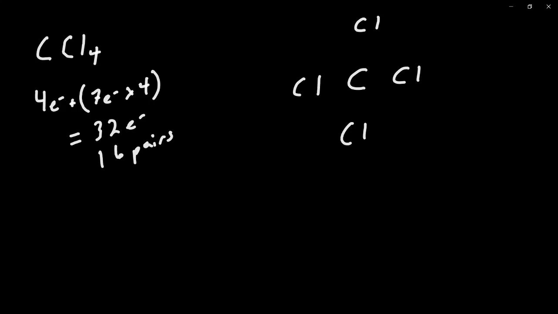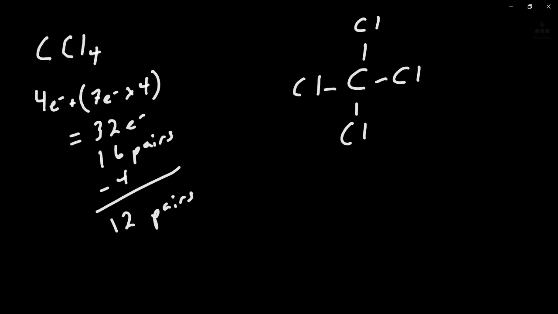Then let's fill in single bonds between each chlorine and carbon. So we've used 4 pairs, so let's say minus 4. So we have 12 left. But where can we put them? We can't put any more on carbon. You wouldn't want to do this, because that would cause us to have an ion, but we don't have a charge.